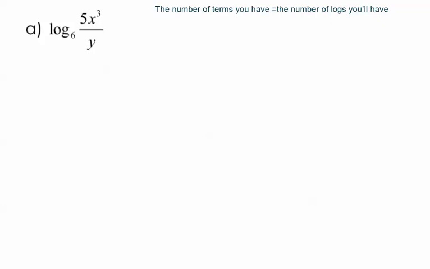We want to make sure that we have no more exponents, no more powers. We have no groups of more than one term. So in this first problem here, you can see that I have a 5, an x, and a y. So since I have 3 terms, the 5, the x, and the y, that means my final answer is going to have 3 logs. So I'm going to have the word log written 3 different times.